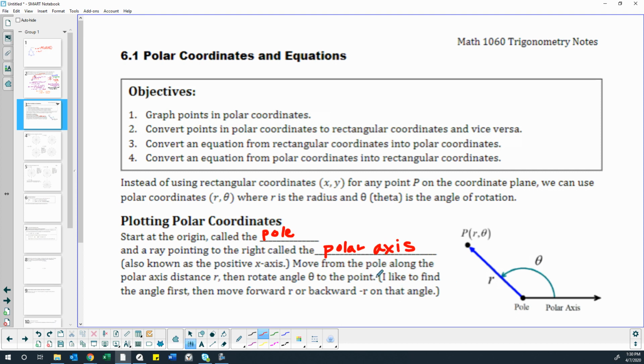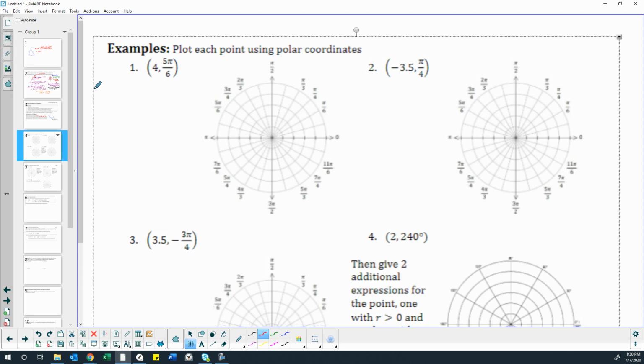Okay, so even though it's in the order of r first and theta second, when I am actually graphing these, I usually do the angle first and then r. And a positive r moves forward along that angle's terminal side, and a negative r would move backwards along the terminal side. So let's look at some examples.